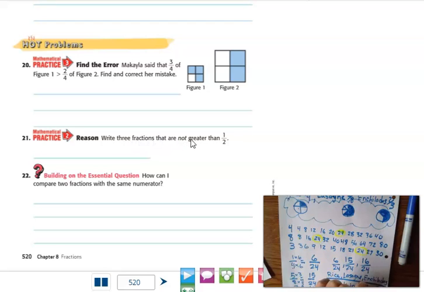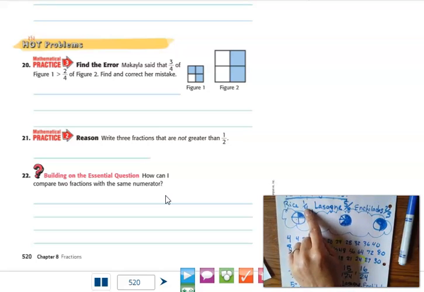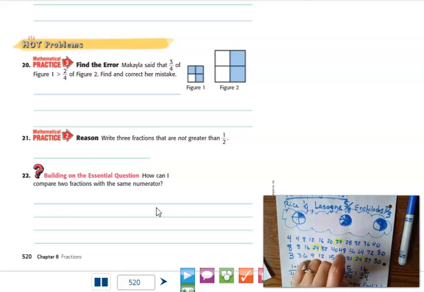3 fractions that are not greater than 1/2, so something that's less than 1/2, you need 3 different answers. You could have, there's a lot of them. So choose 3 fractions that are not greater than 1/2. How can I compare 2 fractions with the same numerator? Okay, so if the numerator is the same, the number of pieces it's cut into will tell you which one. If I have 1/2 or 1/4, and then I'm comparing that to 1/8, you can think about that for number 22, and we'll have to go and follow up on that later.